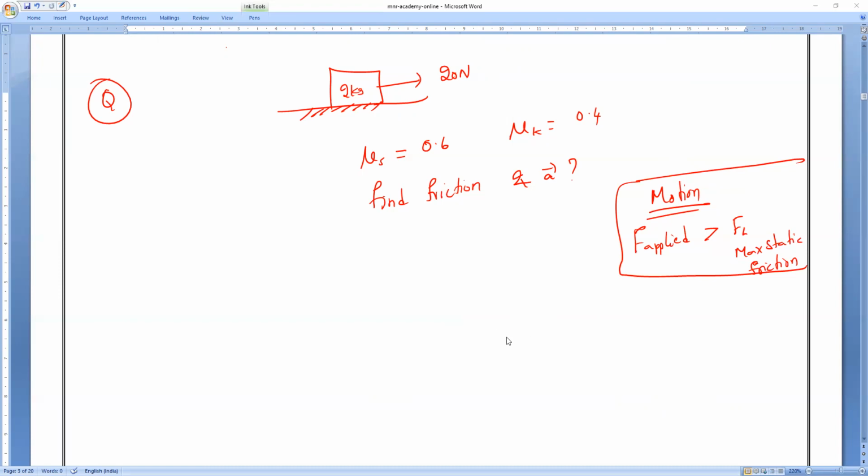See, 12 newtons means what? Applied force is greater than limiting friction. So that means it is not static, it is kinetic. What is that kinetic friction? Find the value. Do it fast.